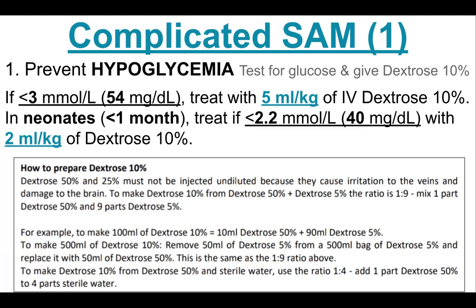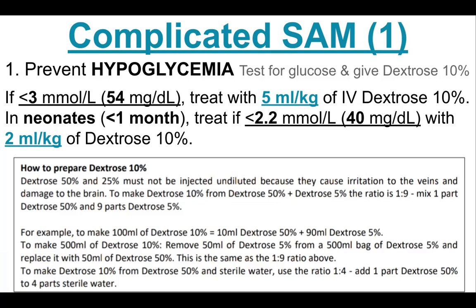And how do we prepare dextrose 10%? We use dextrose 50% and dextrose 5% with the ratio of 1 to 9. So 1 mil of dextrose 50% with 9 mils of dextrose 5% to make it become 10 mils of dextrose 10%. If you want to make 100 mils of dextrose 10%, you add 10 mils of dextrose 50% with 90 mils of dextrose 5%.